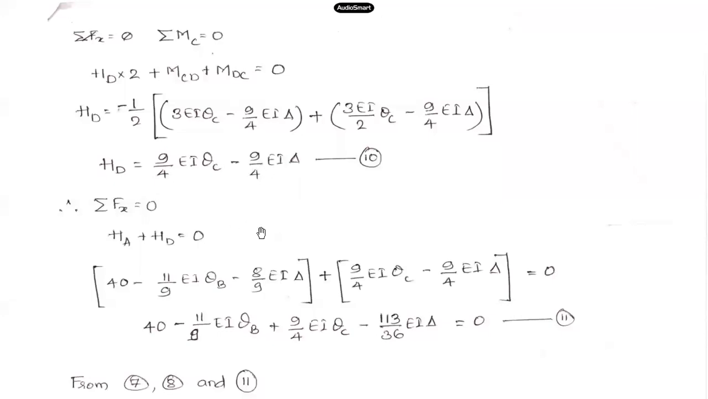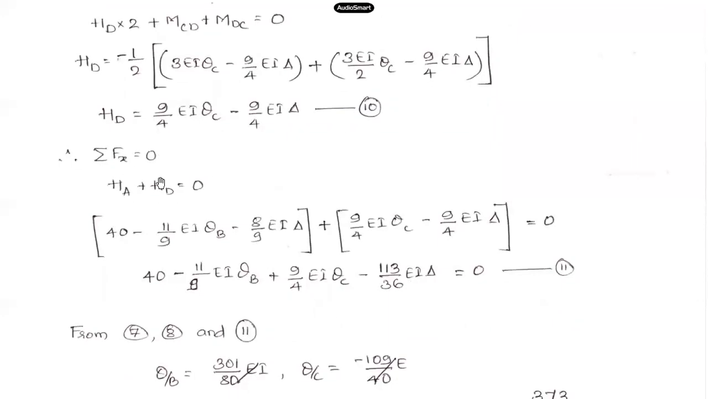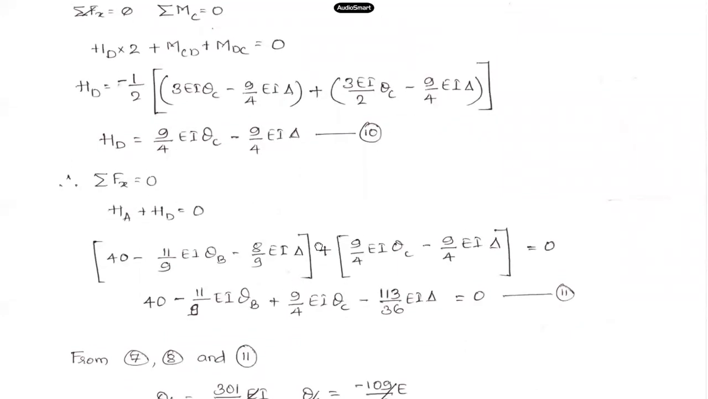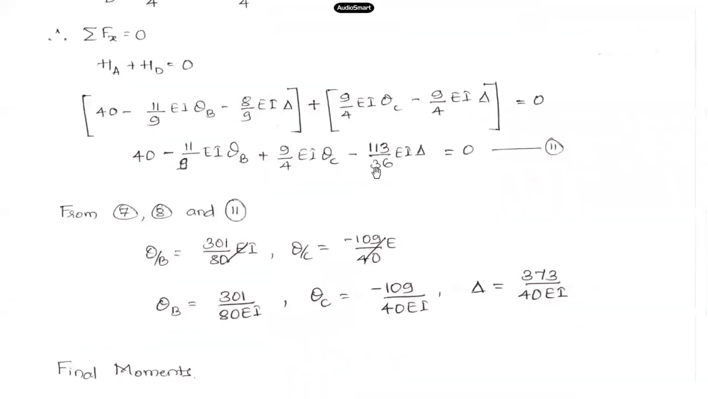Now what I have to do is add up HA plus HD and equate it to the applied force. In our case, the applied force is 80 kilonewton. And the resulting equation, after you take this summation of Fx and simplify, will be another equation in terms of 3 unknowns.